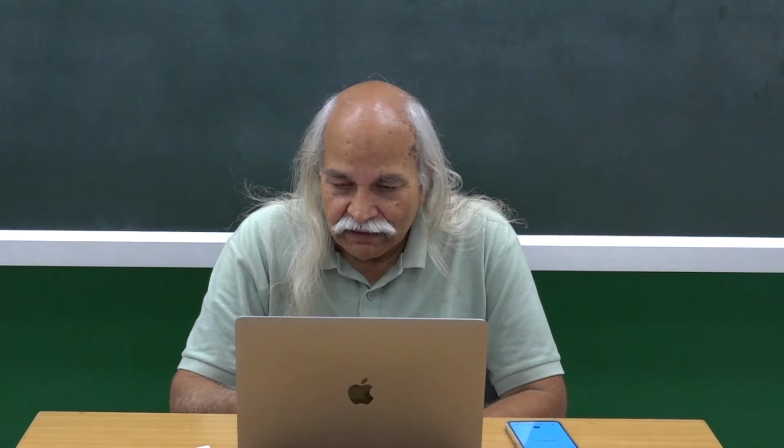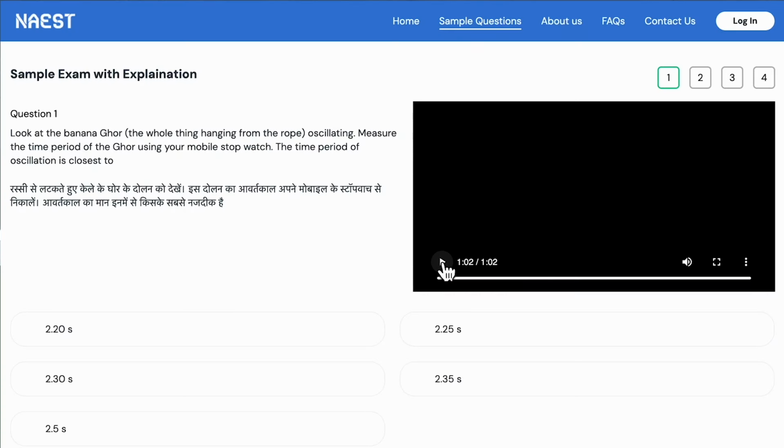And as usual, I am ready with my stopwatch, and when this banana ghor will come to its left extreme, I will start the stopwatch and call it 0, and after that one oscillation 1, the next oscillation 2, I will measure it for the 20 oscillations. So, let me start now.